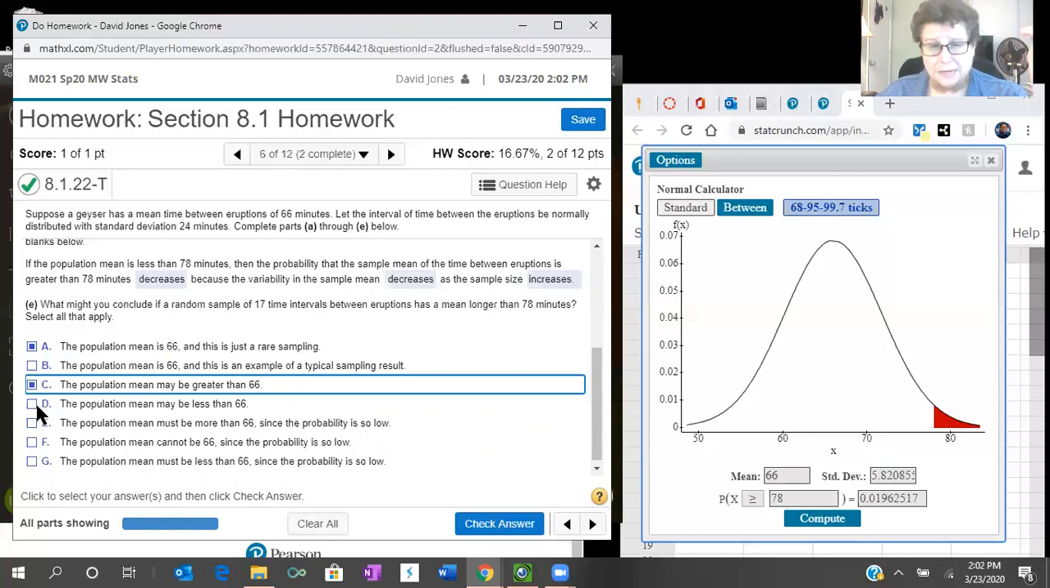The population mean may be less. This is getting unlikely now. If it were less, this probability should be even lower. So that doesn't seem very likely. E, the population mean must be more than 66. It doesn't have to be more than 66. This could have just been a rare outcome. It could have been a rare outcome.